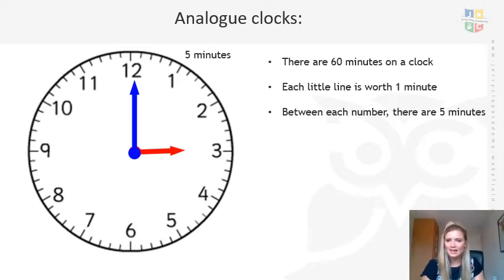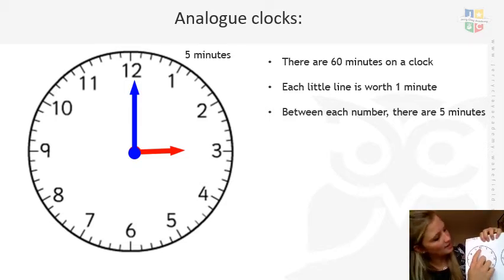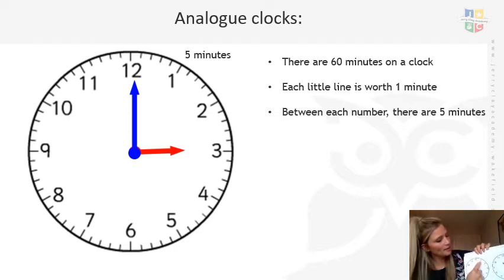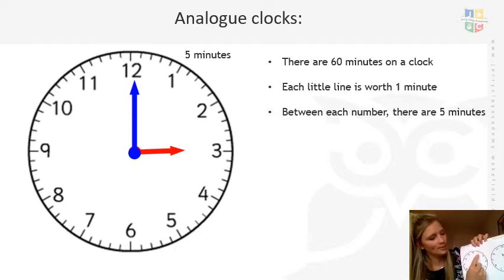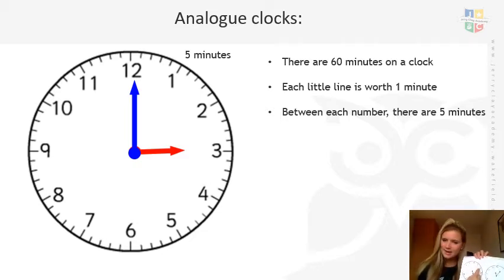So if you point to one of the lines, you can see that that little line is worth 1. Now between each number, so between the 12 and the 1, there are 5 minutes, because if you put your finger on the 12 and you count the little lines, 1, 2, 3, 4, by the time we get to the 1, that is 5 minutes. Now if we keep counting the little lines after we've got to 5 minutes, we go 6, 7, 8, 9, 10. So how many minutes has passed by the time we get to 2? Well done, there are 10 minutes, because there are 5 minutes between each number.